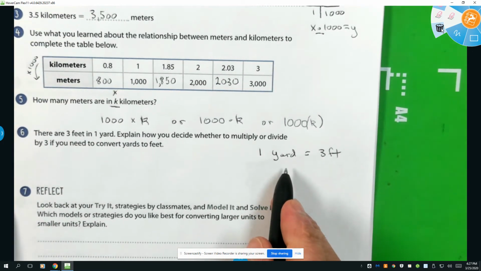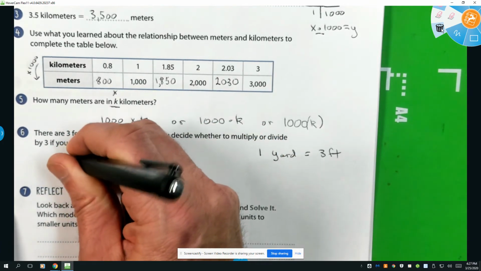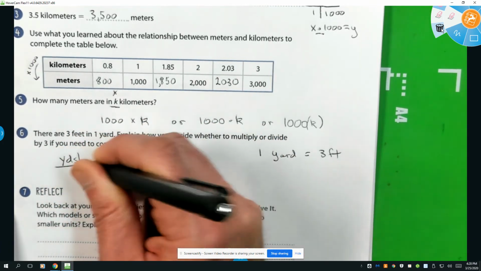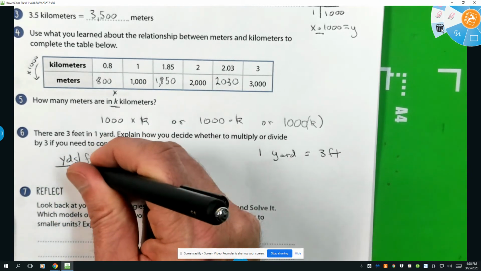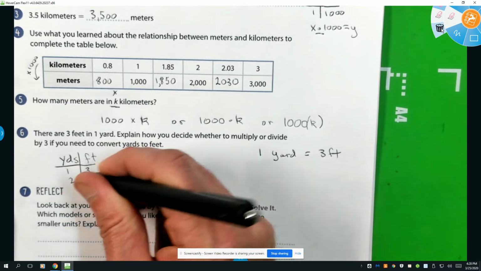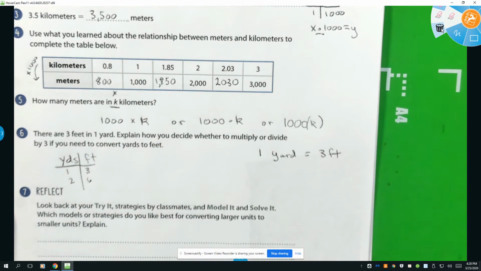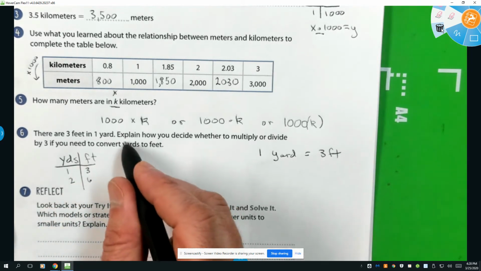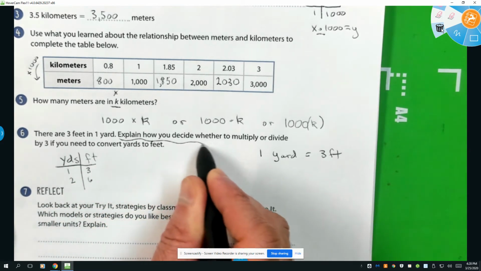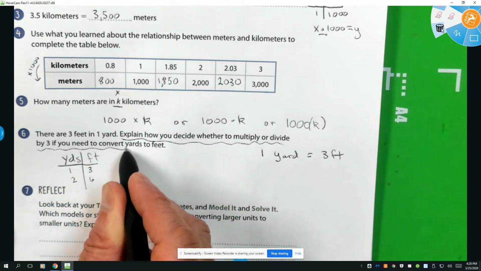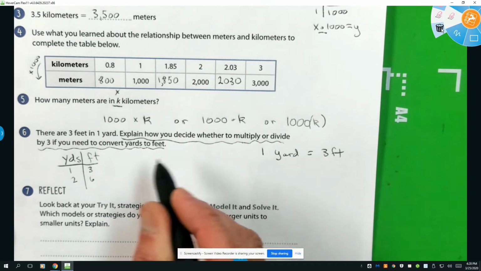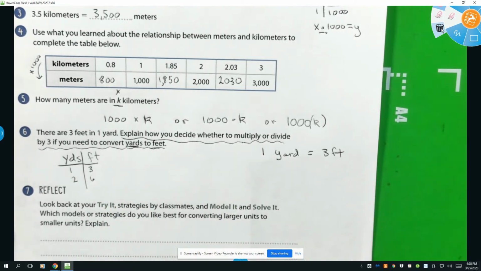I want you to set up a table. Okay, go yards, go feet. 1 yard, 3 feet. 2 yards, 6 feet. Okay, now I'm going to ask you to pause this, look at what you have, and explain how you decide whether to multiply or divide by 3 if you convert yards to feet. Taking yards to feet.